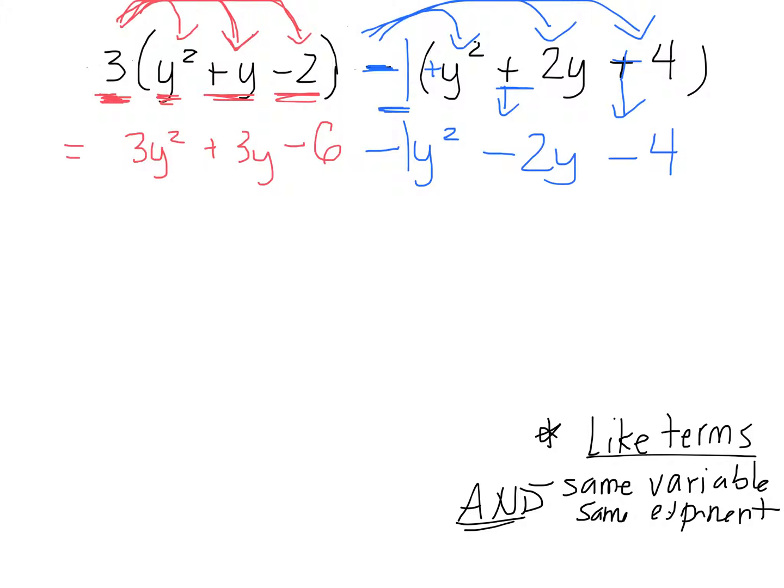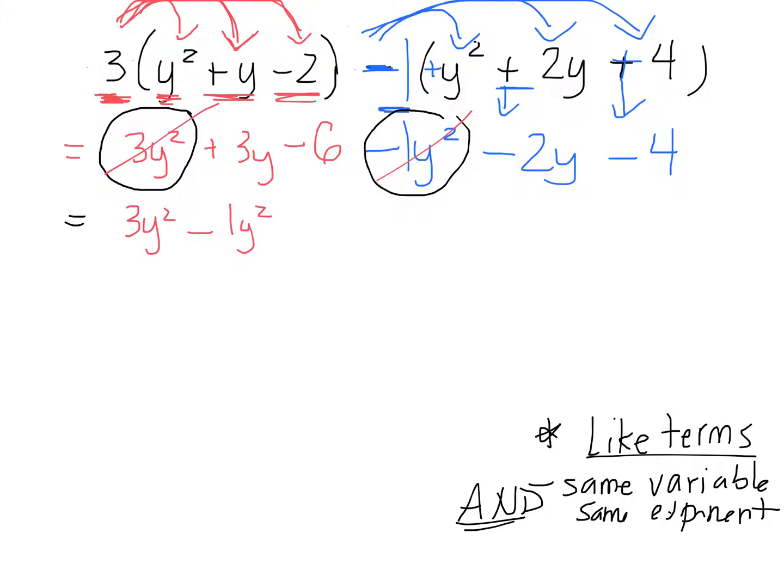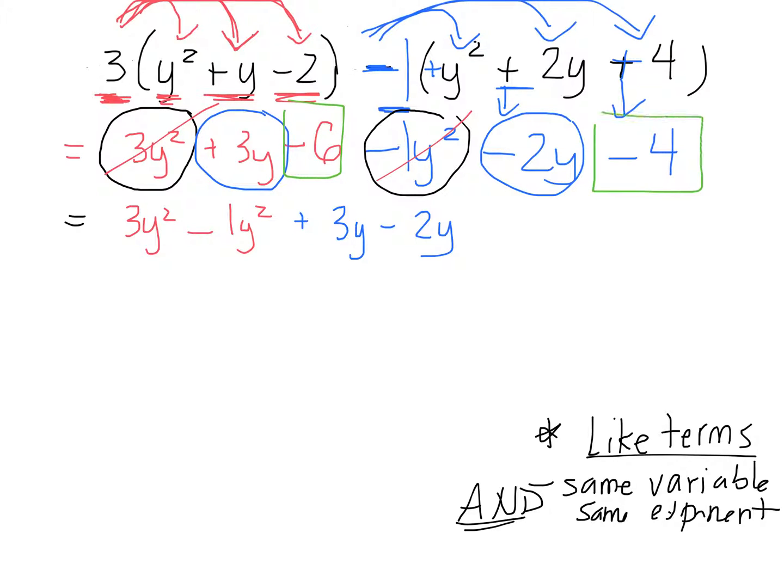Okay, so Yakub, you got the first one. 3y squared goes with... Good, negative. I'm glad you said negative. So let's write that together. 3y squared and negative 1y squared. Which terms go together next? 3y and... So let's write that next. Positive 3y and negative 2y. And then finally, negative 6 and negative 4.